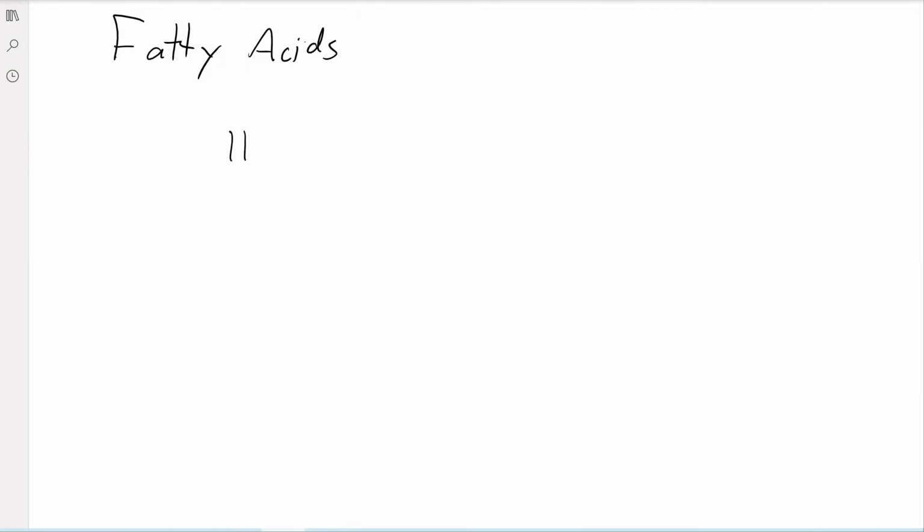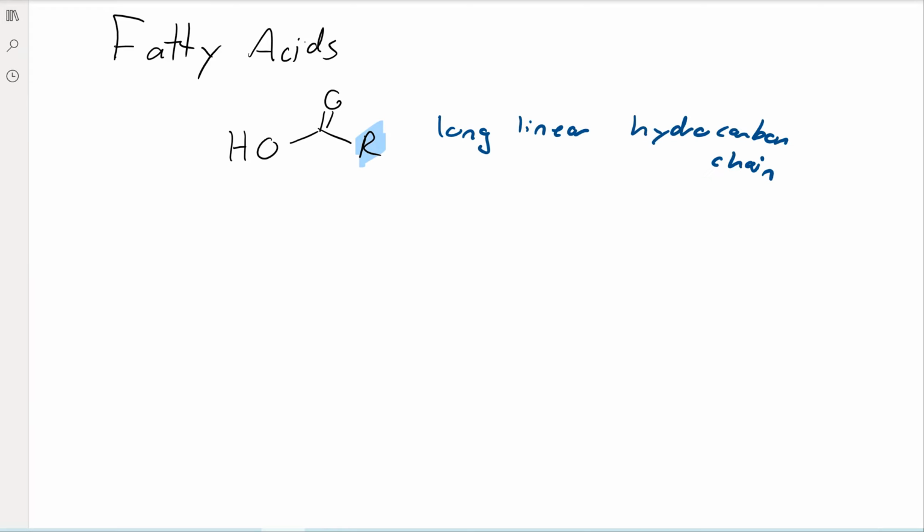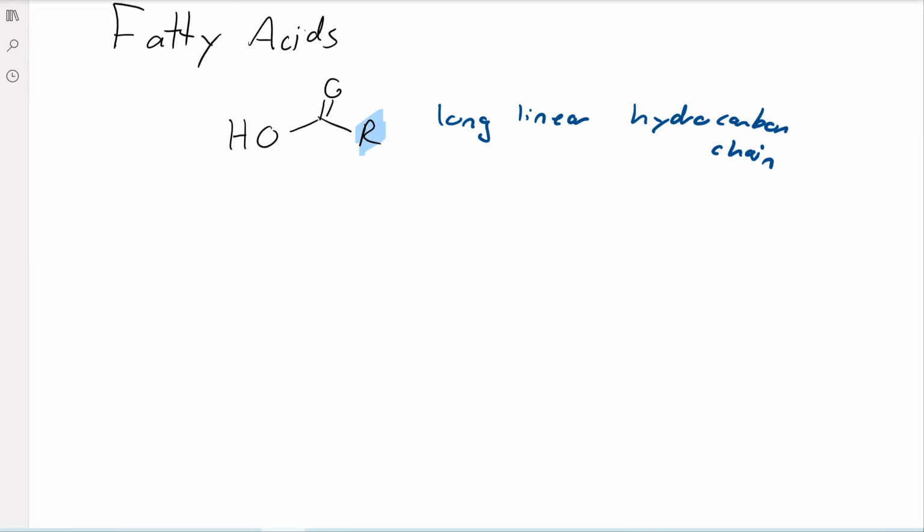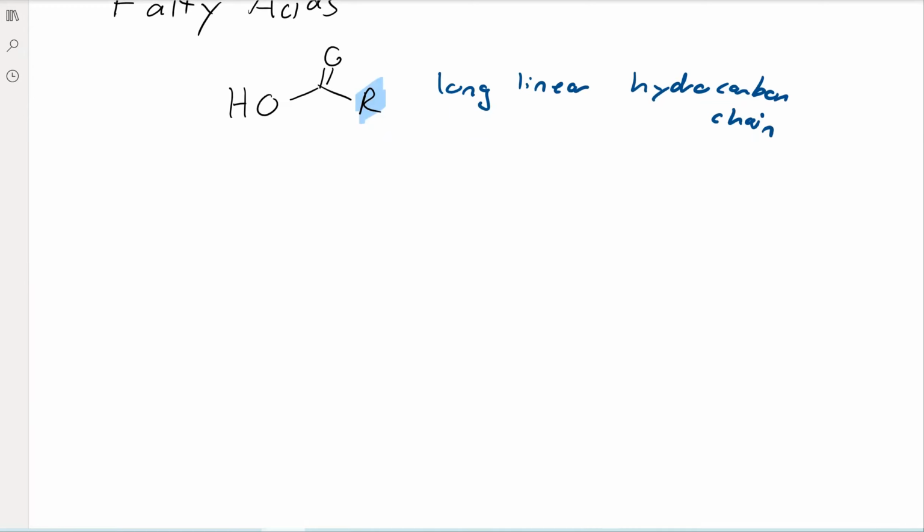Take a closer look at these fatty acids. Again, we have just some kind of carboxylic acid, and this R group is some kind of long linear hydrocarbon. Of course, I say linear here and I mean that there's no branching. The carbons are still going to zigzag, and they're usually single bonds, so they're free to rotate, so they might not appear linear at any one point.